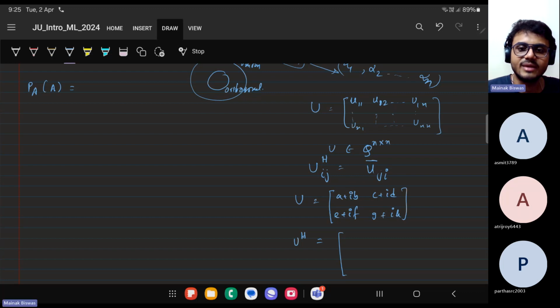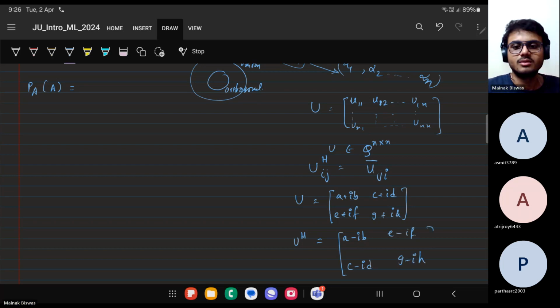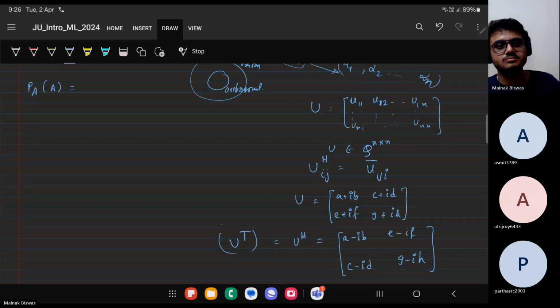You'll take the transpose and make the conjugate. Two things you have to do. So it will be A minus iB, C minus iD, E minus iF, and G minus iH. Yes, is this what you mean? But you wrote it differently, so U Hermitian means transpose conjugate.